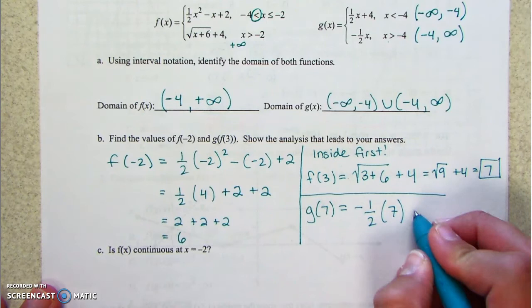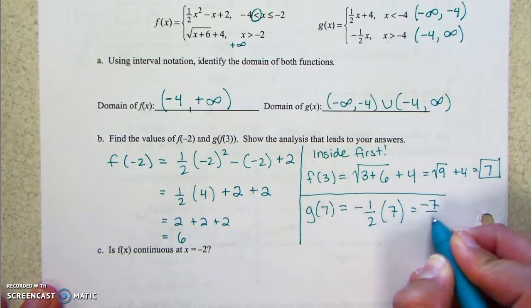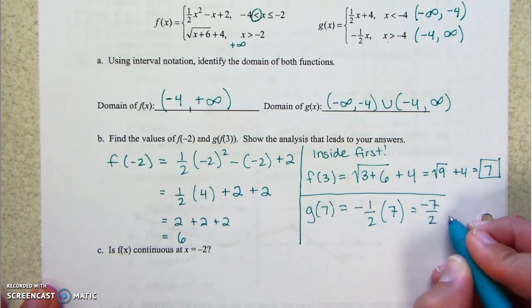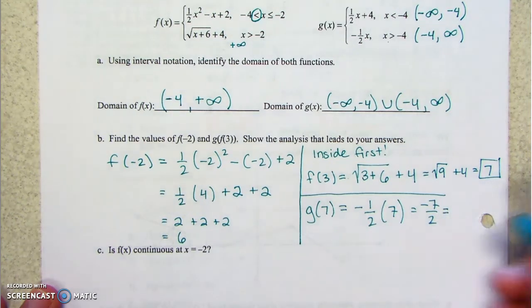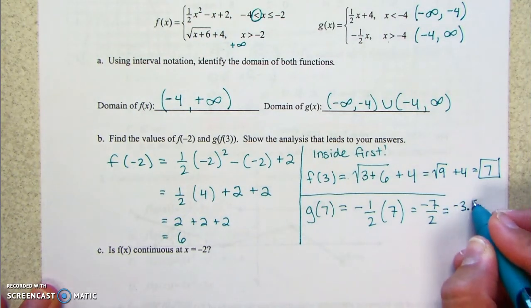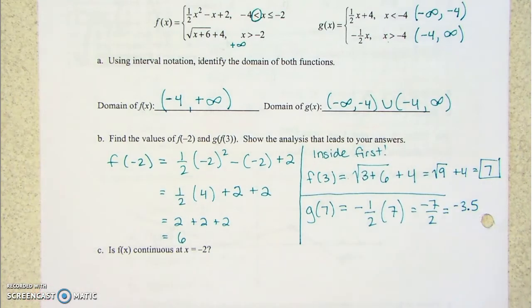All right, -1/2 times 7 is -7 over 2. What's another way to write -7 over 2? Yeah, -3.5. Okay, either way is fine. They both mean the same thing.